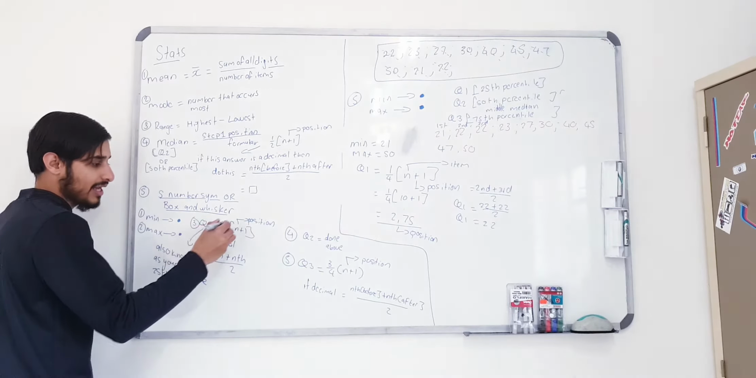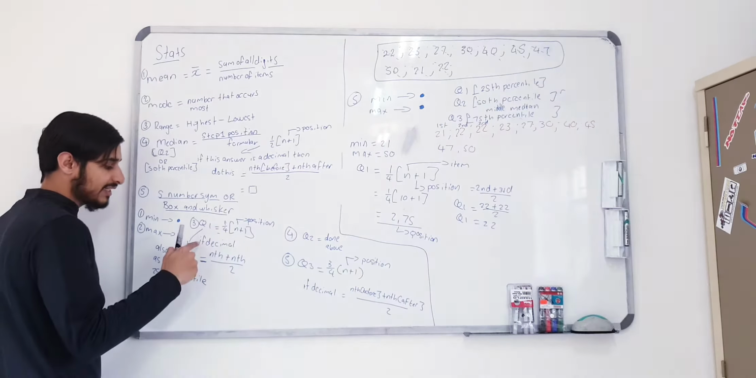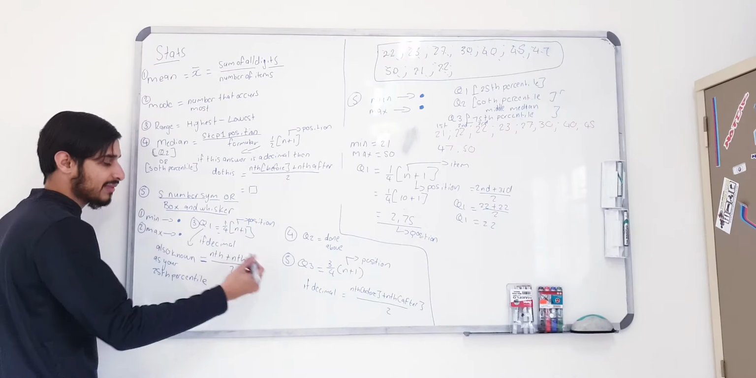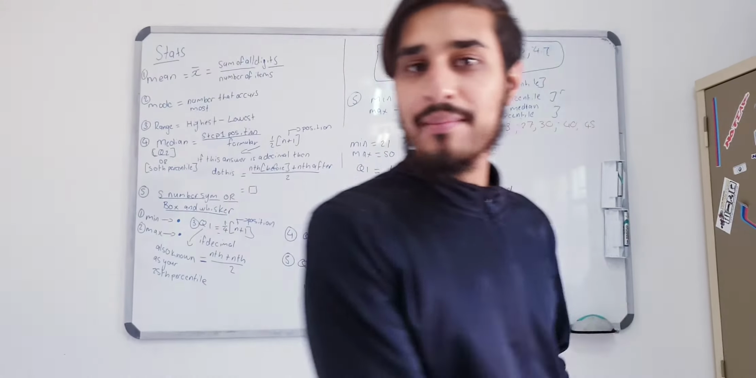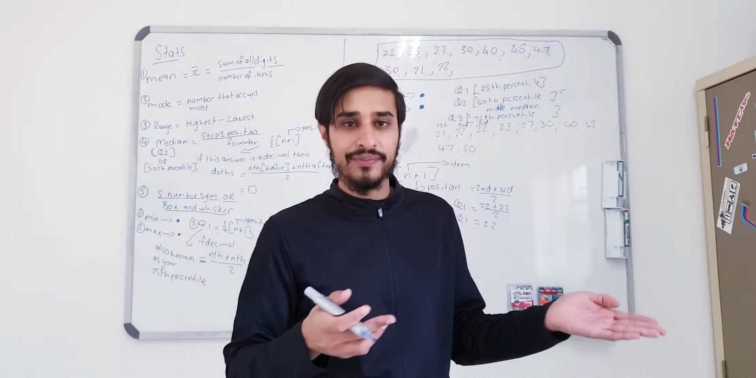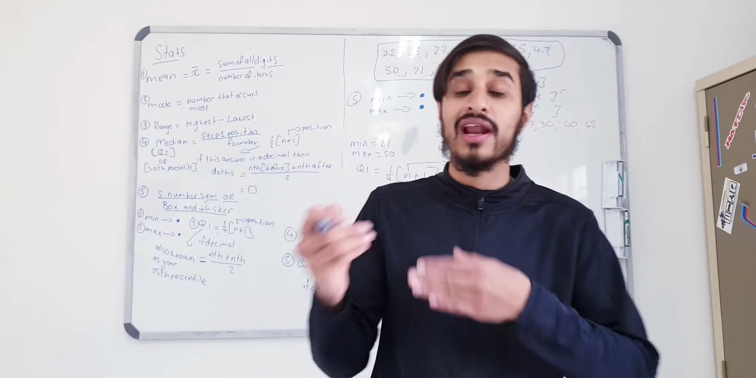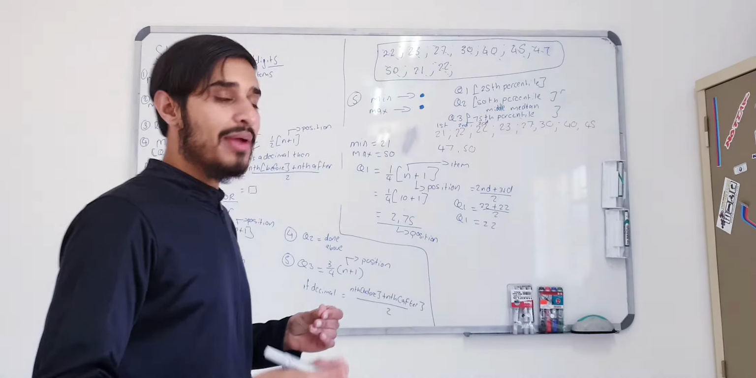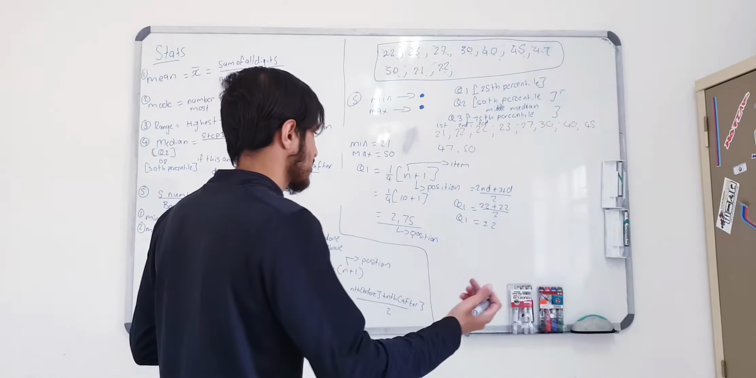I said Q1 is a quarter into n plus 1. That was my position. If it gives you a decimal, you have to take the item before and the item after. So if it is like 2.3, you have to take the second and the third. If it is 2.8, you still take the second and the third. Do not round off. Remember, this is referring to your positions, it's not referring to your actual answers.